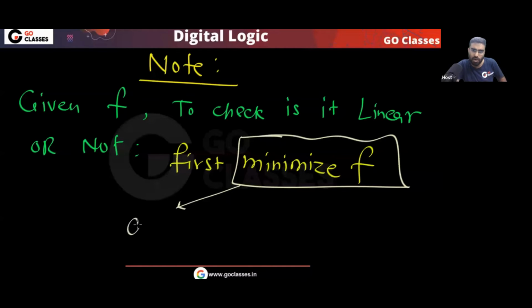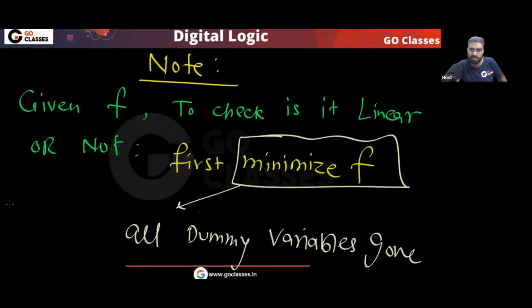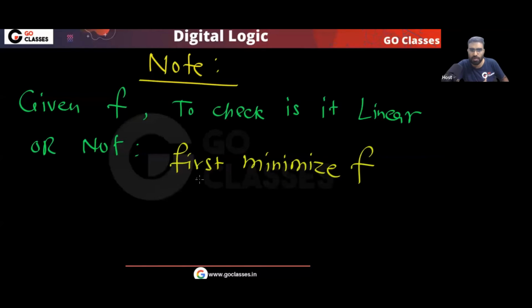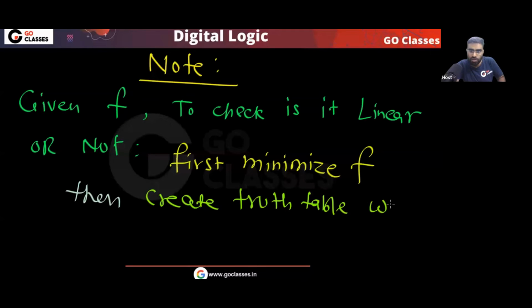The benefit is, now all dummy variables are gone. If you minimize, only non-dummy variables will be remaining. So remember, first minimize, then create the truth table without dummy variables. Is this clear?